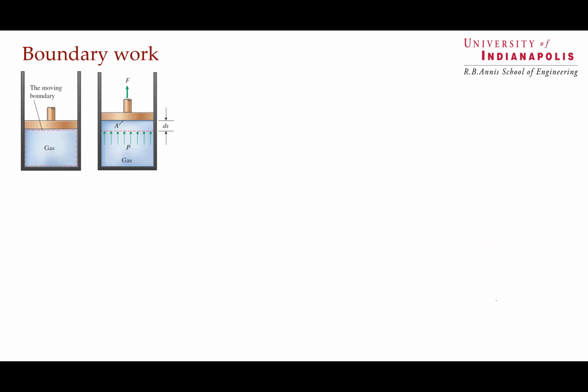And another thing that we're going to talk about is the boundary work. The boundary work is associated with closed systems that have moving boundaries, like a piston cylinder device. So boundary work can be defined for quasi-static expansions or compressions. So this is actually reversible work input or output. So boundary work from state 1 to 2 is the integral from 1 to 2 of P dV.